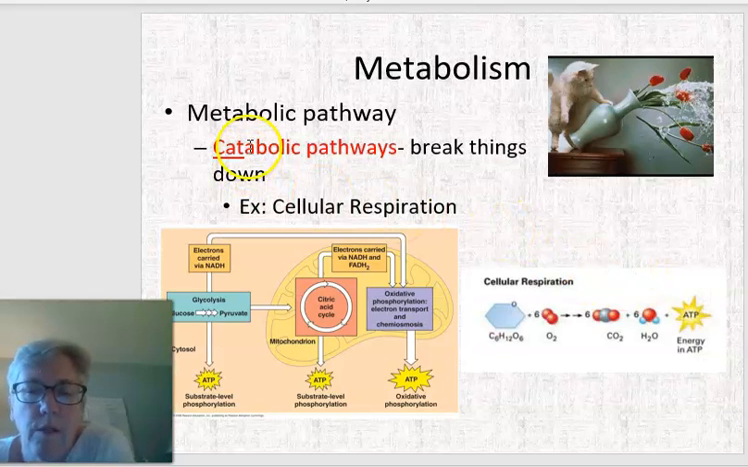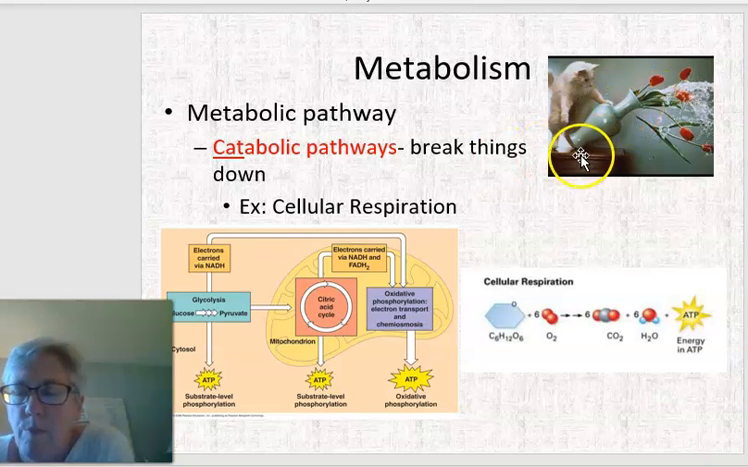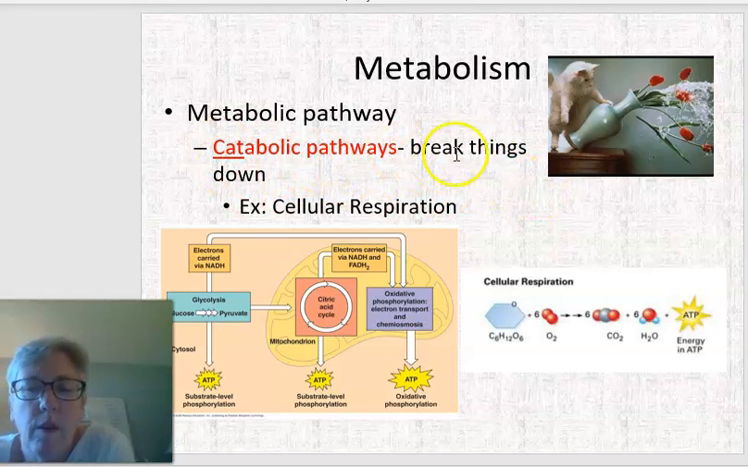Catabolic pathways are one kind of metabolic reactions, and that's the kind that breaks things down. There's a picture here of a cat breaking a vase, and dogs never break anything. So this should be easy to remember: cats are breaking things.